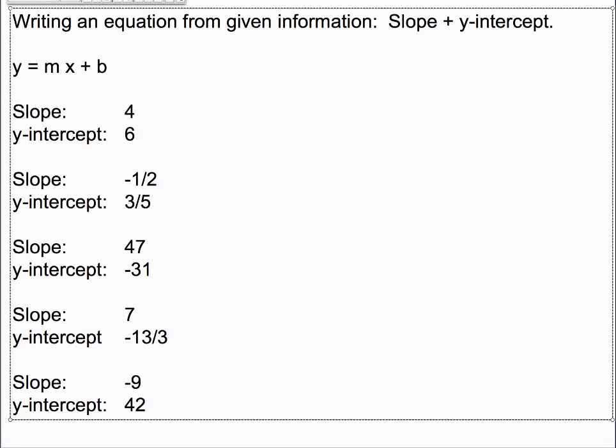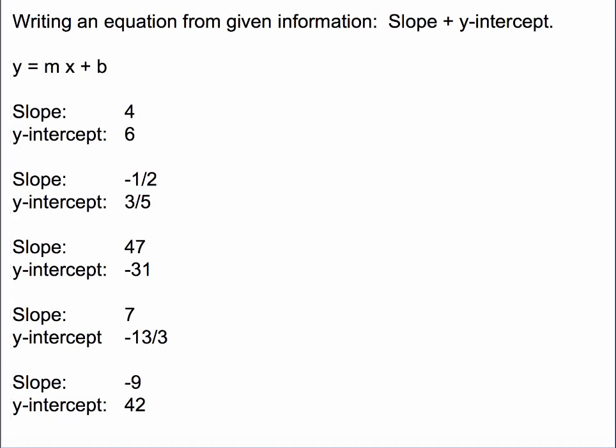Next, we're going to learn several different ways of writing a slope-intercept form equation from given information. The first and probably the easiest one is if you're given the slope and y-intercept. So remember that in a slope-intercept equation, m is the placeholder for the slope and b is the placeholder for the y-intercept. So if I give you a slope of 4 and a y-intercept of 6, you can write the equation y equals the slope 4 times x plus the y-intercept 6.